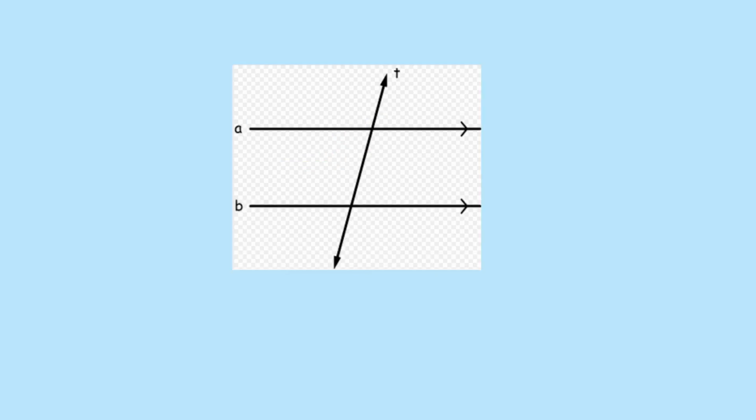Next we're going to look at corresponding angles. Here we have a pair of parallel lines, again with a transversal, and if we highlight these two angles, they are corresponding angles and they are found in an F shape.